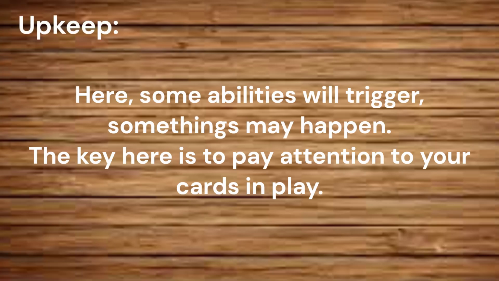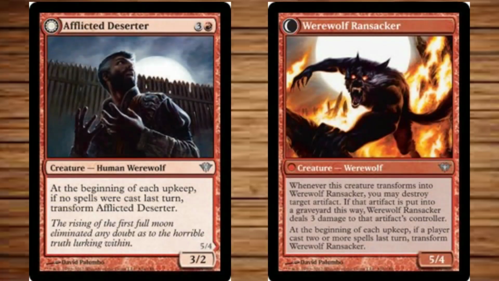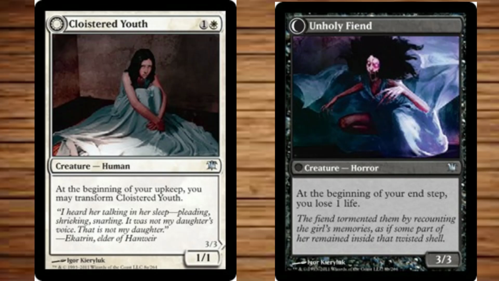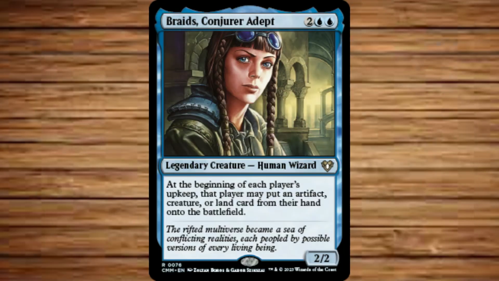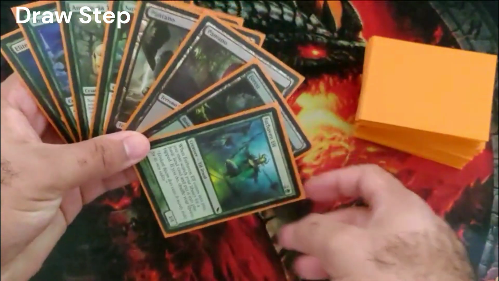Upkeep. Here, some abilities will trigger, some things may happen. The key here is to pay attention to your cards in play. There are many cards that will have abilities to resolve in the upkeep. A weak creature can transform into a terrifying werewolf, or a fearsome entity, or just allow you to play things for free. Draw step. You get to draw 1 card from the top of your library in this step.